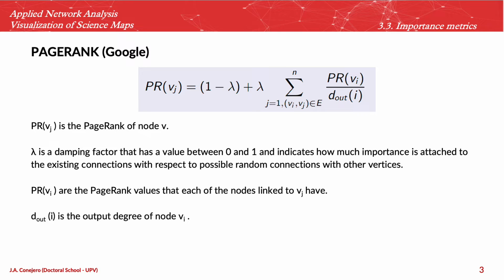So the PageRank of a node is like an average of the PageRank of the adjacent nodes, right? But each one of those adjacent nodes has their PageRank divided by their outgoing degree. So somehow the importance of the PageRank of a node is distributed among their adjacent nodes.